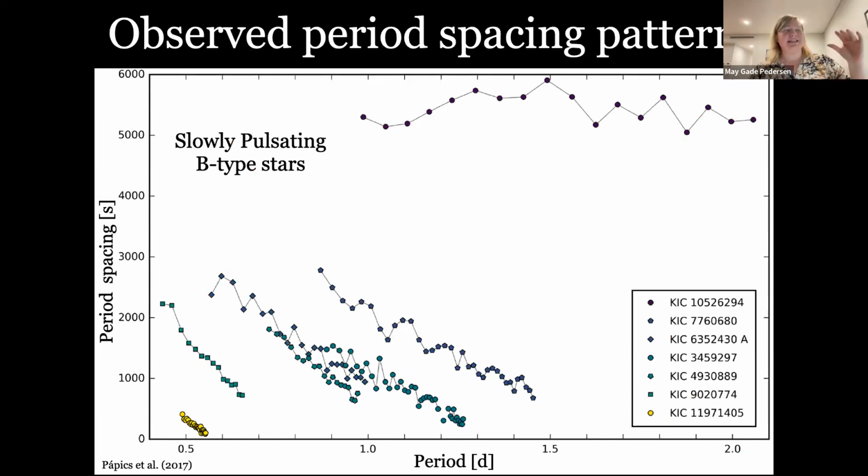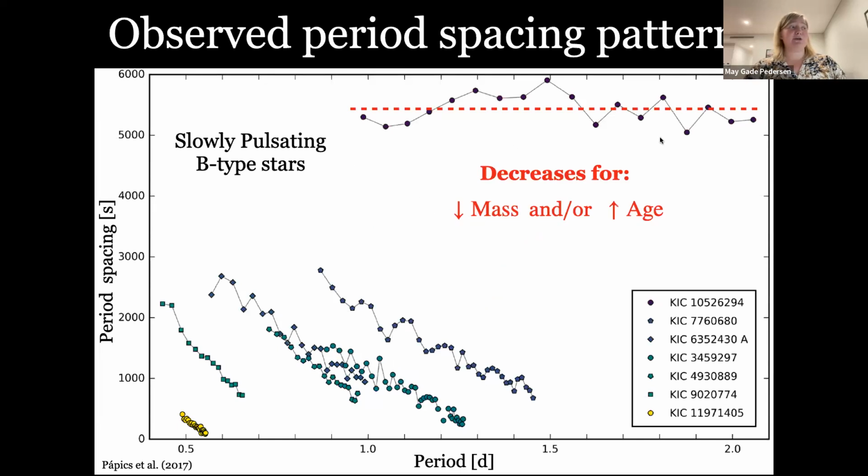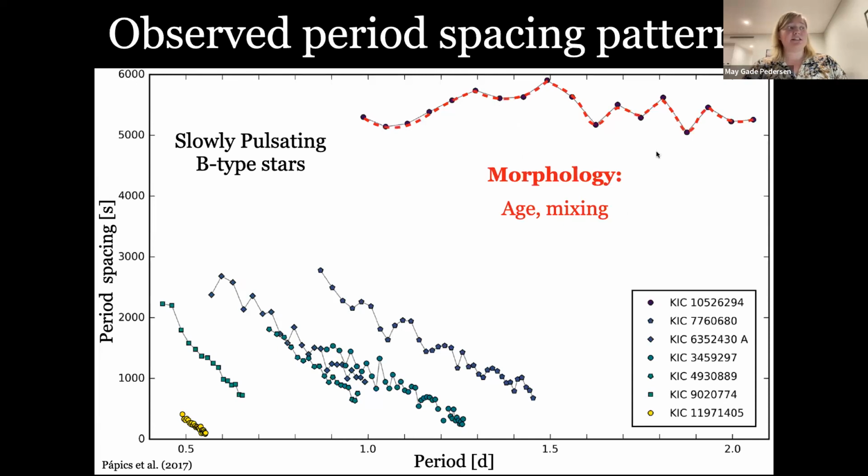Okay. So to summarize this and to make comparison also, if you look at observed period spacing patterns, I'm showing you here an example of 7 different period spacing patterns from SPB stars that were studied, observed by Kepler. In summary, the slope of these patterns depends on the interior rotation of the star. The average value depends on the mass and the age of the star, whereas the exact morphology depends on both the age and the mixing properties of the stars themselves. So by modeling these patterns, we can learn something about each one of these properties of the stars themselves.